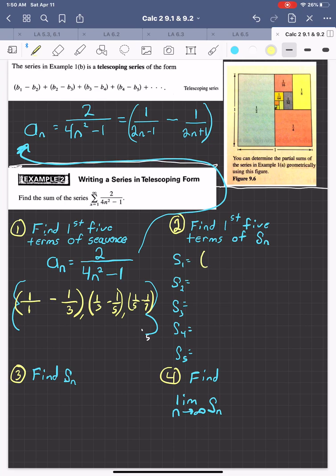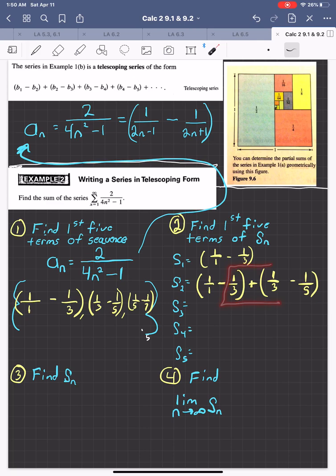Okay. So the very first S sub 1 would be what I had here, 1/1 minus 1/3. But notice that S sub 2 would be the first term plus the second term. So that would be 1/1 minus 1/3, and I don't need to go any farther than this one to show you this pattern. Plus 1/3 minus 1/5. And here is this telescoping form. Notice that if you were to drop those parentheses and combine, do you see how this positive 1/3 would cancel this negative 1/3?